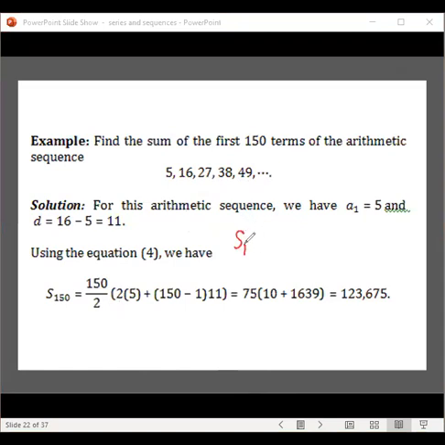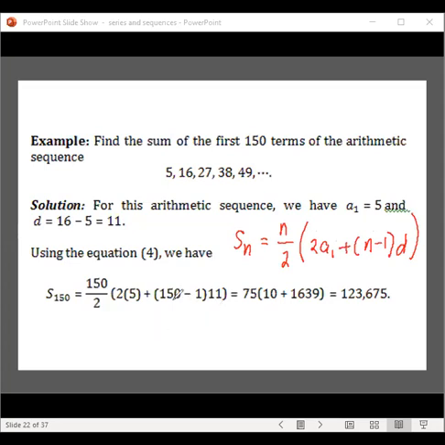So recall, we have here S sub n, the formula, n over 2, this is 2 times a sub 1 plus the quantity of n minus 1 times d. So we have here again, our n is 150. Our a sub 1 is 5. Our common difference is 11. Substituting those numbers to our equation.